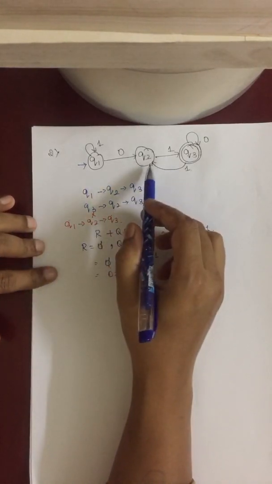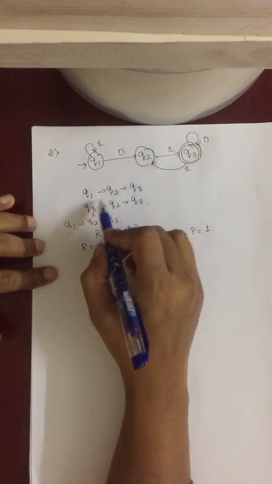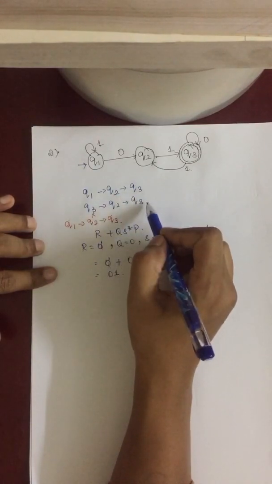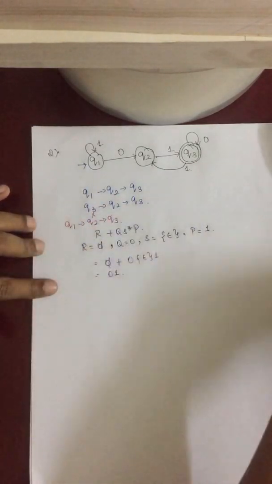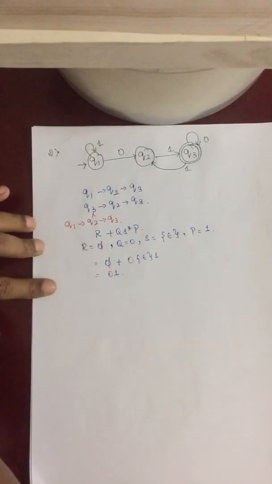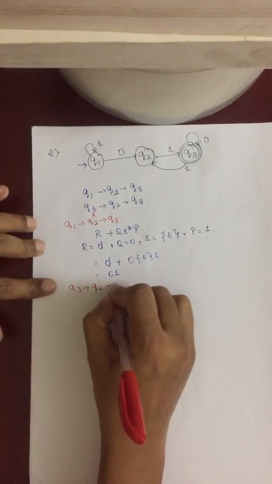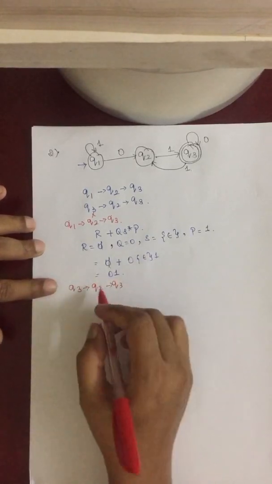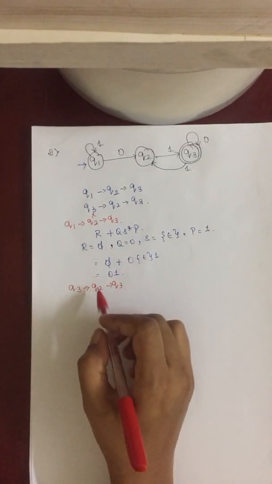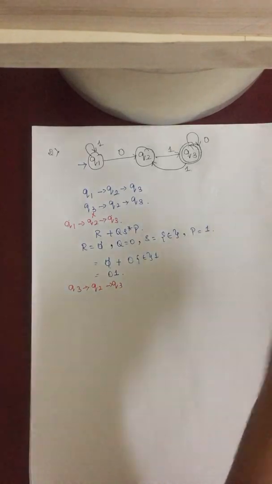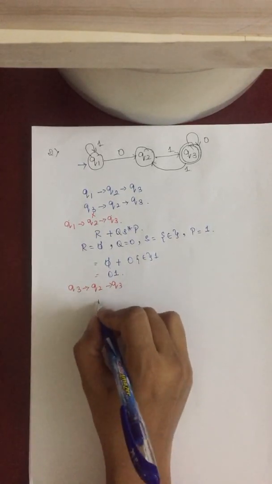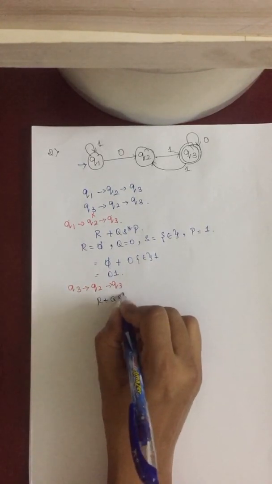Fine. We didn't completely eliminate Q2 now, because only one step we have processed, another step is yet to be processed. So the second possibility is Q3, Q2, again Q3, right? One more step is there if you want to completely eliminate the state Q2. So Q3 to Q3, and again you apply the formula R plus Q S star P.